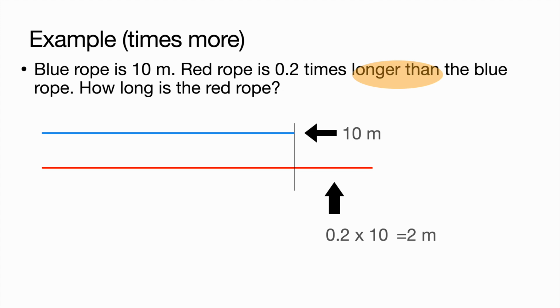So this will equal 2 meters. This shows you the length of this longer part of the red rope. We also know the left part here is the same length as the blue rope, which is 10 meters. So now we will know how to get the red rope length. It will be 10 plus 2, which is 12 meters. So this is how to deal with the problem of times more than.